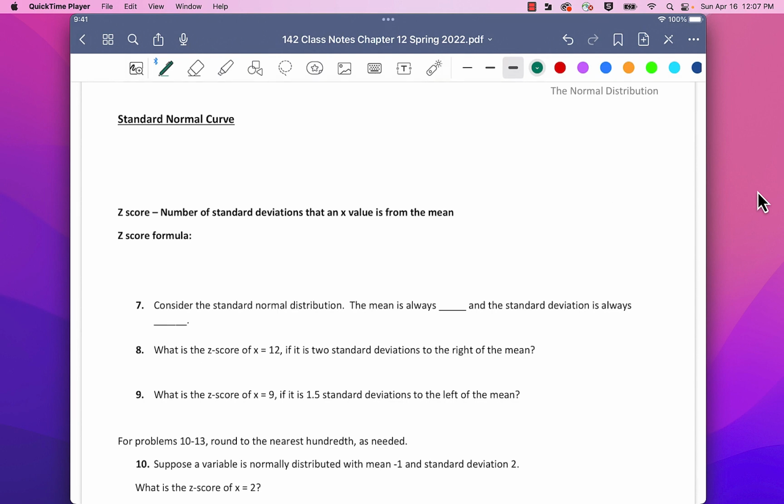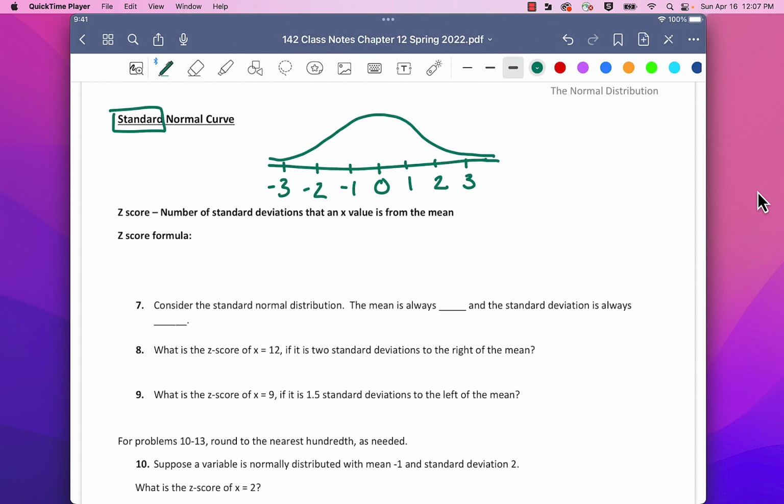We can take any normal curve. I'm going to draw a quick little sketch here. And instead of using the exact numbers, we're going to say that this right here in the center, our mean in the standard normal curve, is always going to be 0. And then we'll do our standard deviations to the right. The standard deviation for a standard normal curve is 1. So from the mean we add 1, we add 1 again, we add 1 again. And then we go the other direction, we subtract 1, and subtract 1.